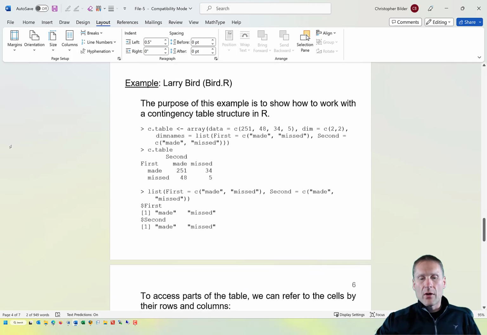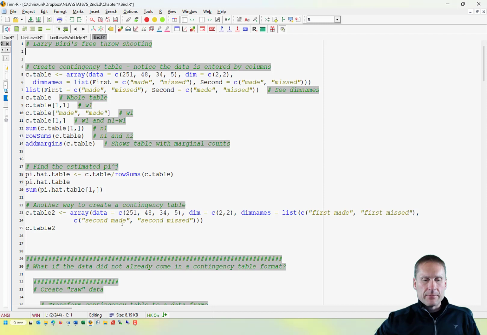Okay, so let's take a look at how we can get this contingency table data into R. So let me bring up the notes again. Okay, so we're going to be working with the Larry Bird data. So my corresponding program is called bird.r. And I'm going to create the contingency table, and I'm going to put the information in an object called c.table, for lack of a better name, C for contingency.